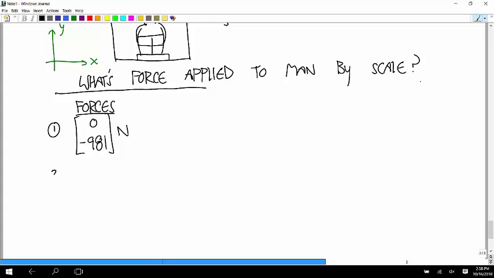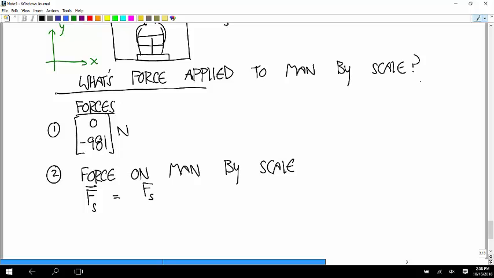And then what's the second force? It's just like it was before. Even though he's accelerating, you still just look around the boundary for where there's contact with your chosen object. So the force on the man by the scale. And again, I'll call that Fs, and I'll say we don't know anything about the X or the Y components. We'll calculate both of those.